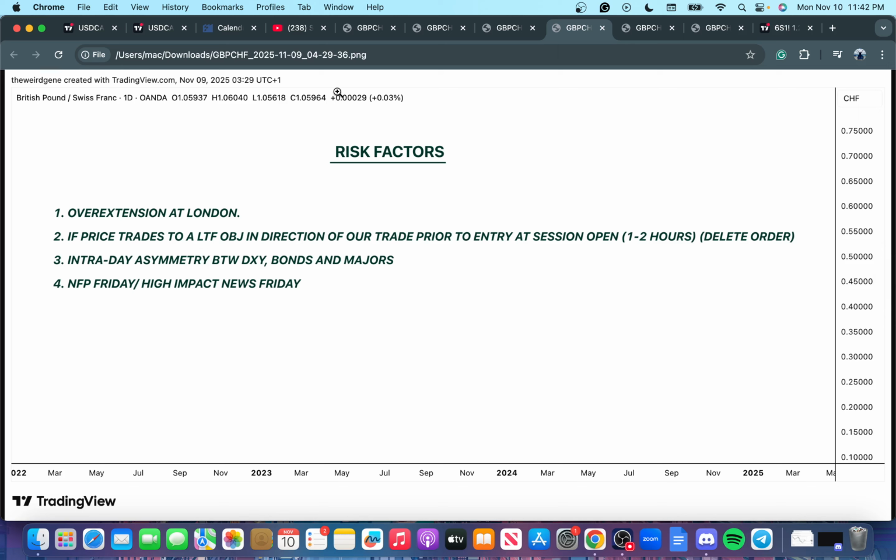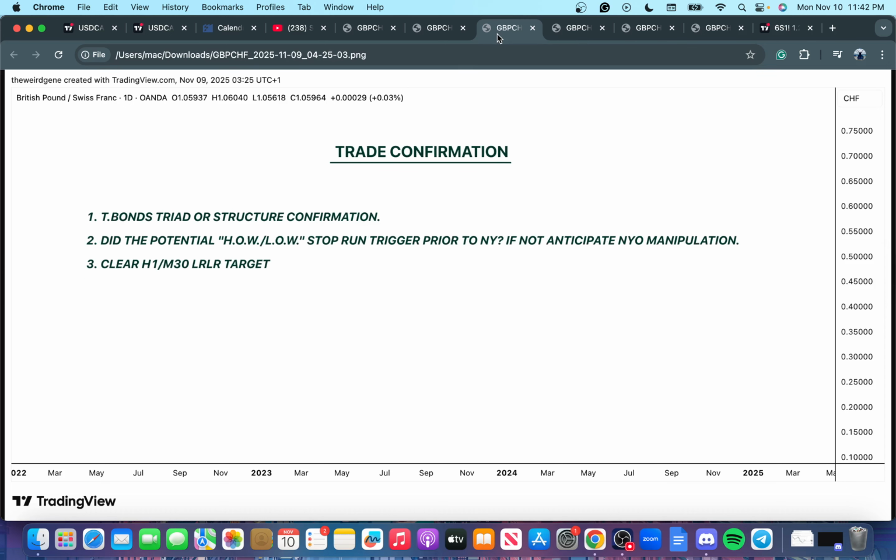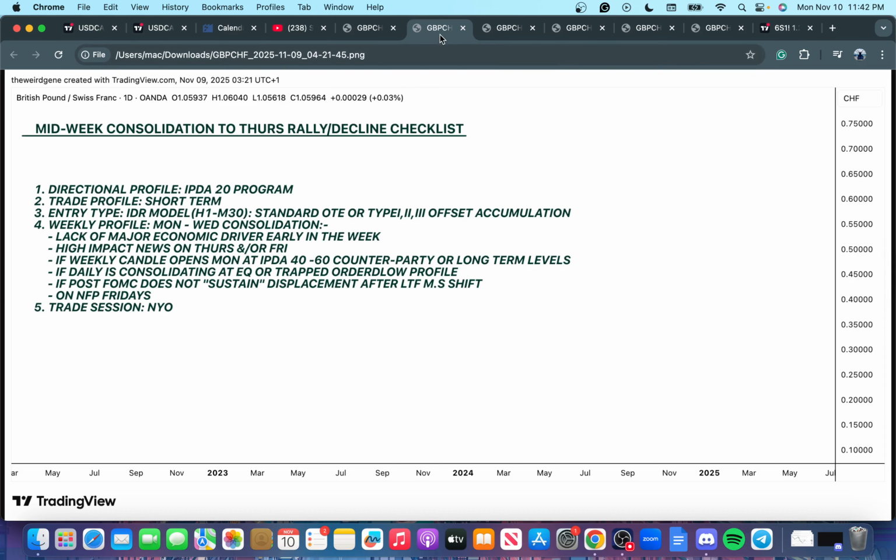Now remember, the risk profile for this model is a short-term trader's profile. Okay, we're not day trading in this model, we are strictly short-term trading. All right, so that is the plan here.